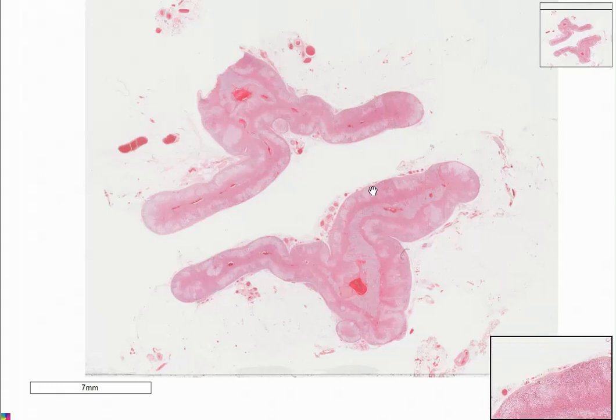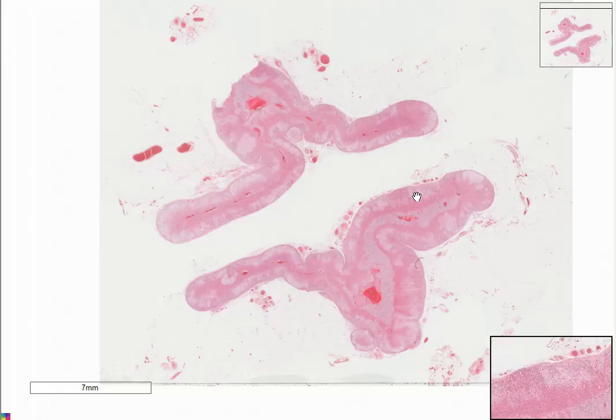The adrenal gland consists of an adrenal cortex and an adrenal medulla. In the adrenal cortex is where a lot of hormones are secreted, such as your mineralocorticoids, glucocorticoids, and sex hormones. And in your adrenal medulla is where you get your norepinephrine and epinephrine secreted.